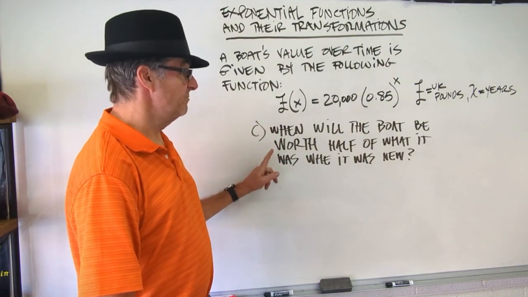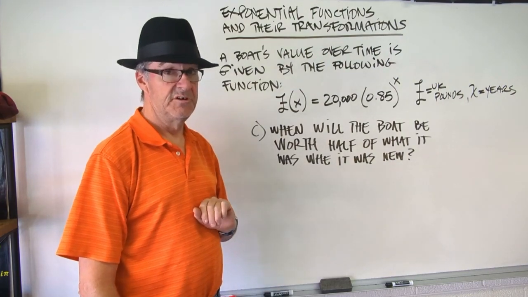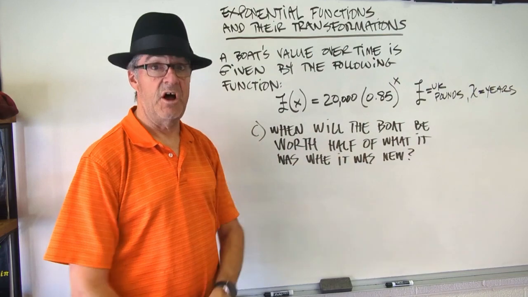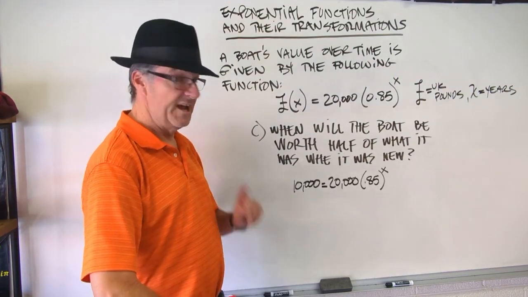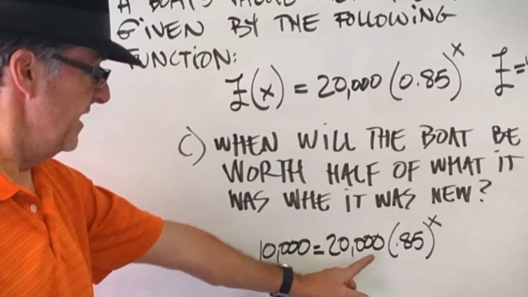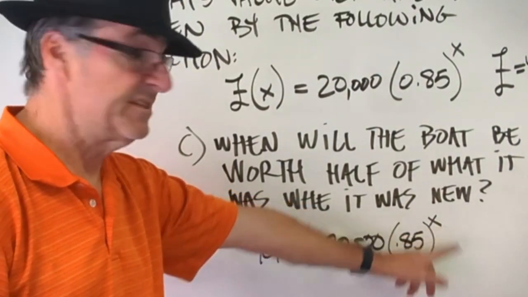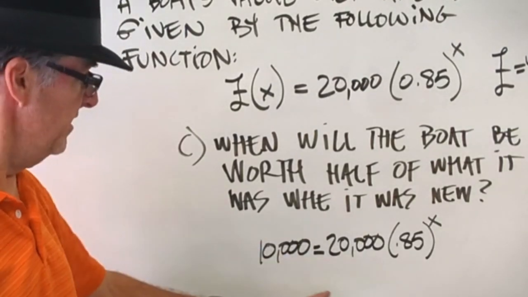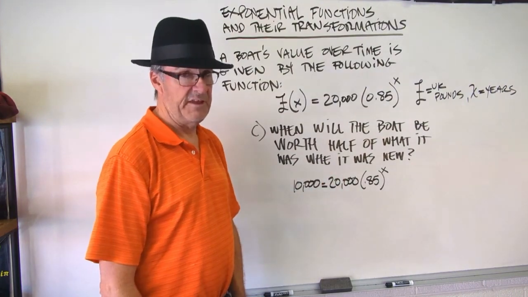Last question. When will the boat be worth half of what it was when it's new? So pause the video, write a nice little equation, and solve it. Okay, if you couldn't come up with that equation, let me do that for you, and then you can solve. So here's the starting value. Here's our exponential stuff. We don't know the X, but we want to know when it's worth half. So it starts at 20,000, ends up at 10,000. So now, pause the video and do your math.